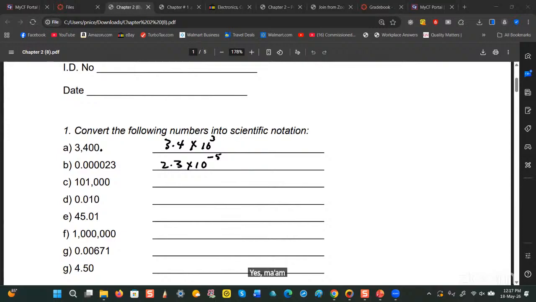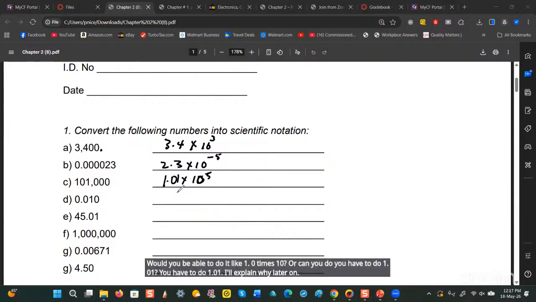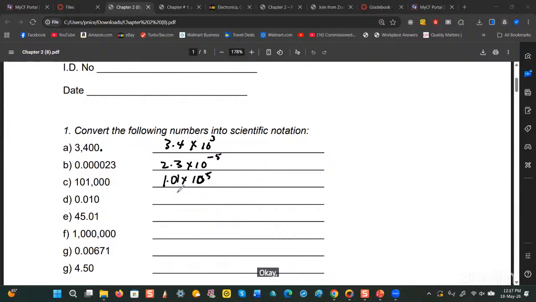Yes, ma'am. 1.01 times 10 to the 5th power. Yep, that's correct. Very good. What about D? Would you be able to do it like 1.0 times 10, or do you have to do 1.01? You have to do 1.01. I'll explain why later on. Okay.